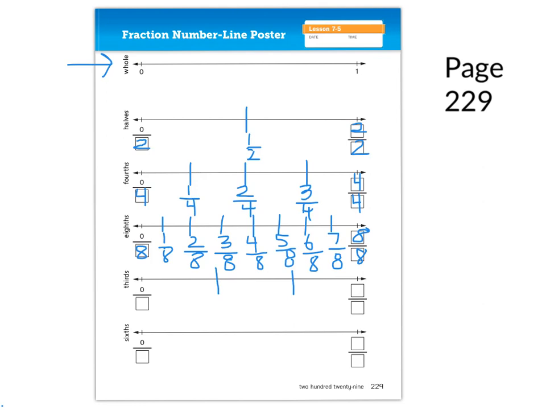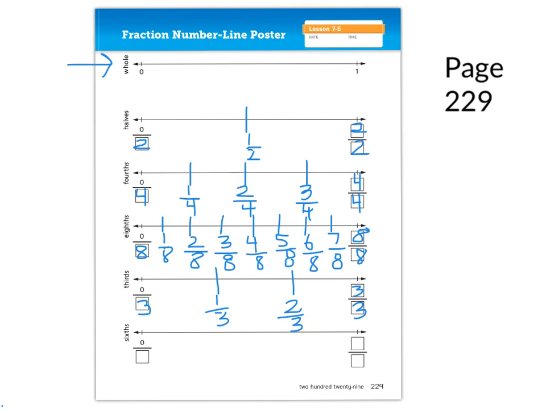Okay, go ahead and do yours. And then let's label. 0/3, 1/3, 2/3, and 1/2 is 3/3.